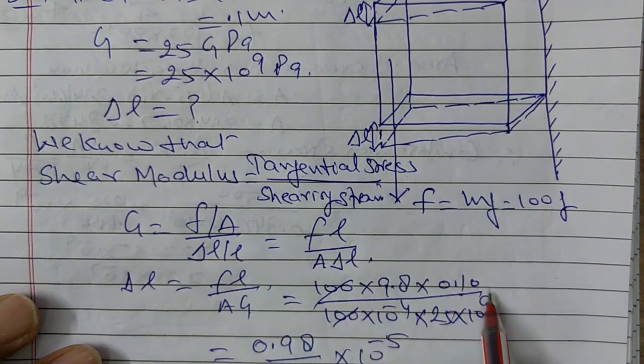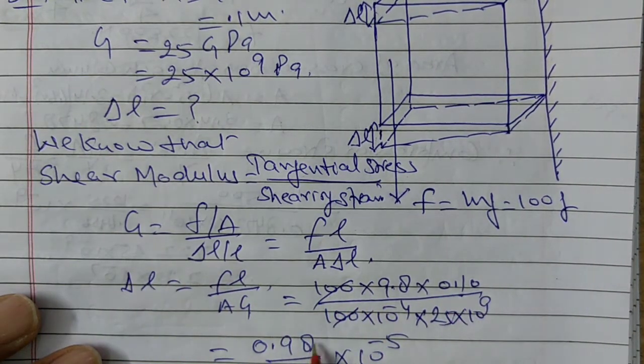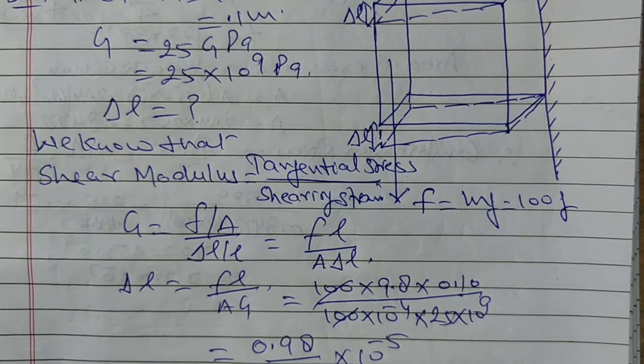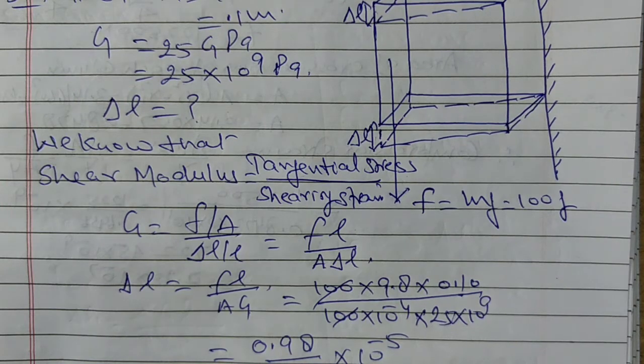Now on putting the values and on solving, this is 0.98 upon 25 into 10 to the power minus 5, and on solving this is 3.9 into 10 to the power minus 7.